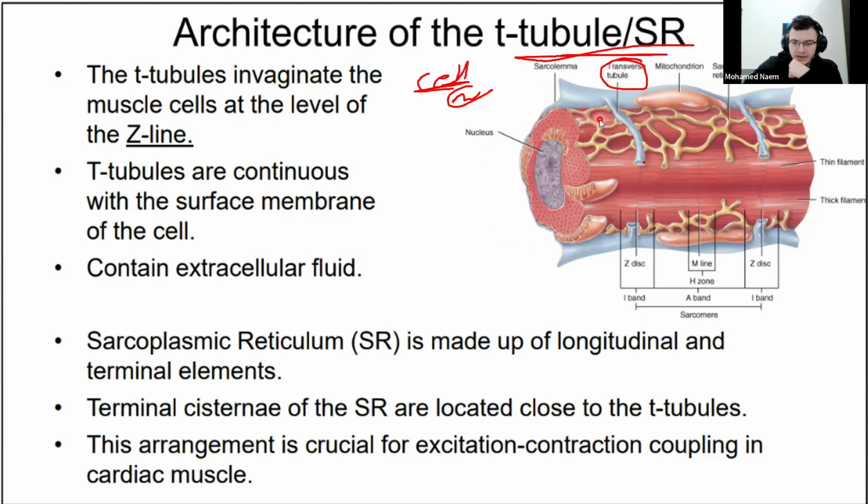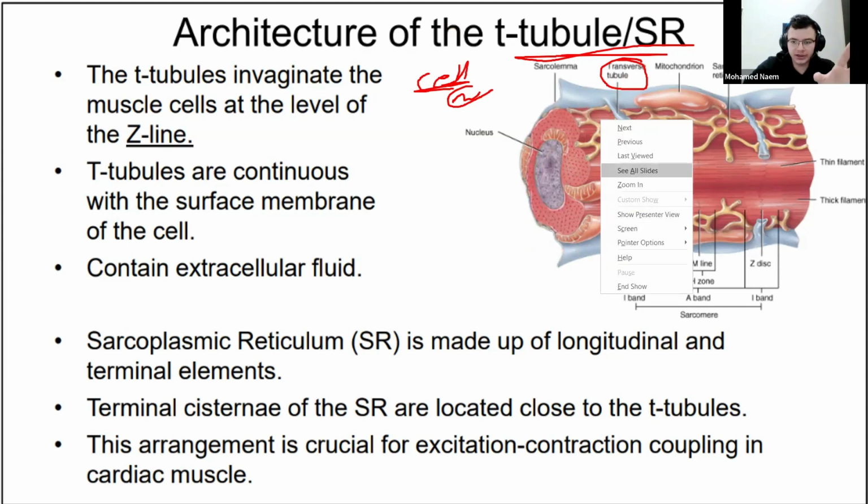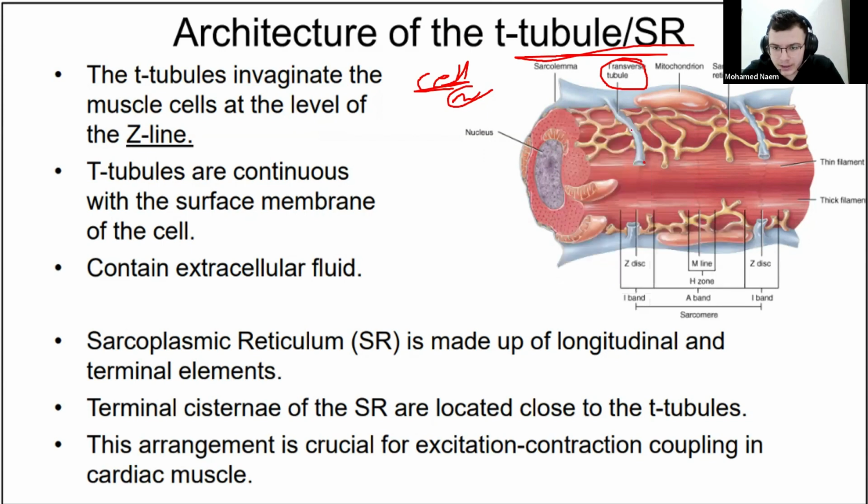Okay, is this clear, guys? Is this concept clear? That's why we have the T tubule, to transverse the action potential. Is this clear? Okay, I would take that as a yes. Let's move on. So this is why we have the transverse tubule.